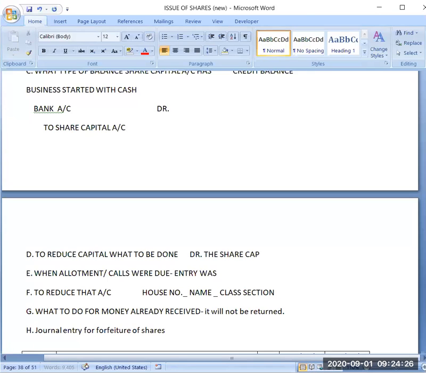If any point is not clear to anyone, you can ask me. I am explaining each and everything stepwise, logic wise. So till here it is clear, because I am moving towards the journal entry for forfeiture of shares. These are all the steps for understanding the logic of that journal entry. If the logic is clear, you will never get confused.